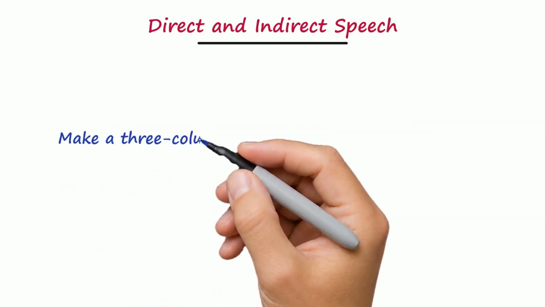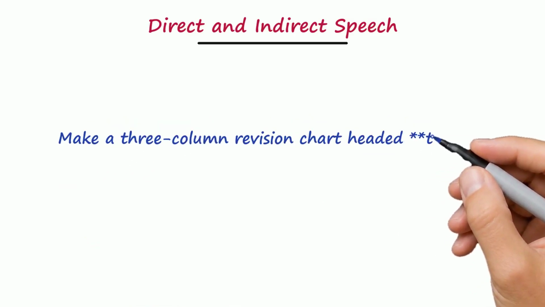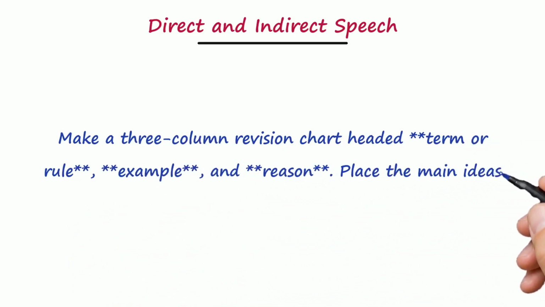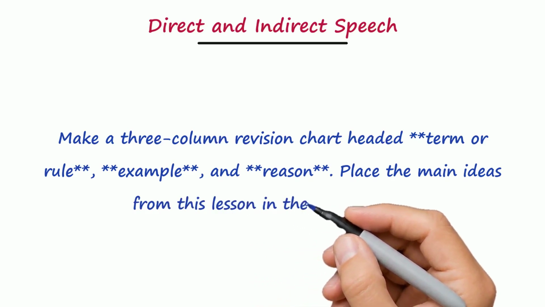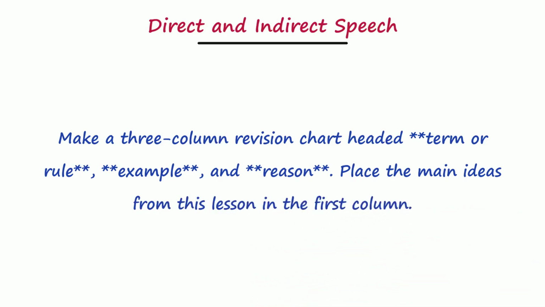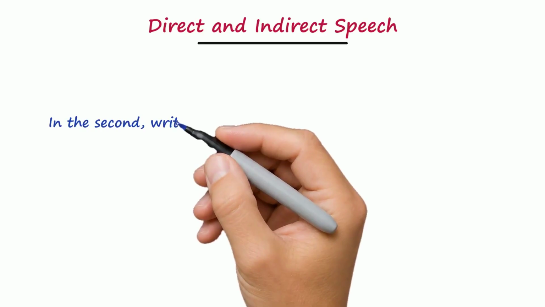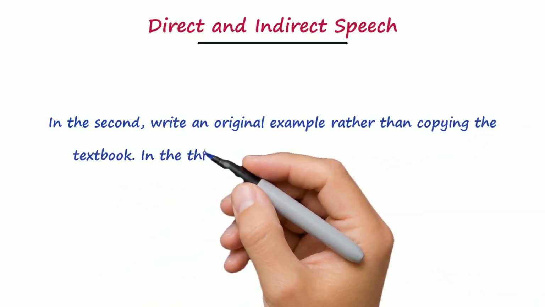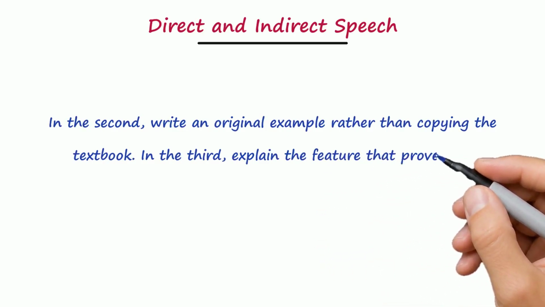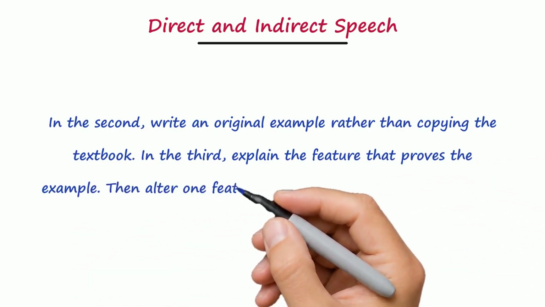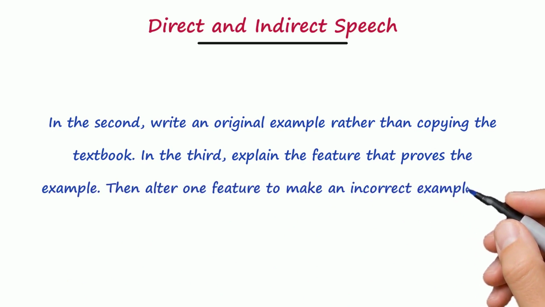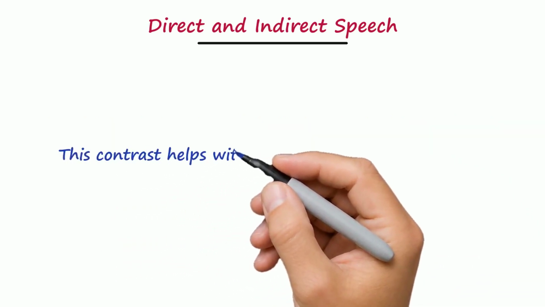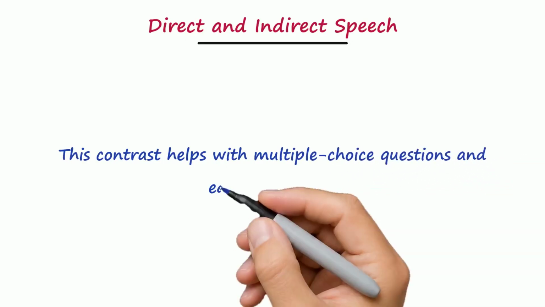Make a 3-column revision chart headed term or rule, example, and reason. Place the main ideas from this lesson in the first column. In the second, write an original example rather than copying the textbook. In the third, explain the feature that proves the example. Then alter one feature to make an incorrect example and correct it. This contrast helps with multiple choice questions and editing passages.